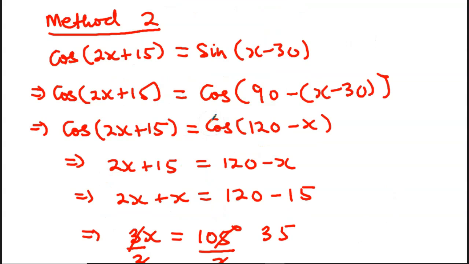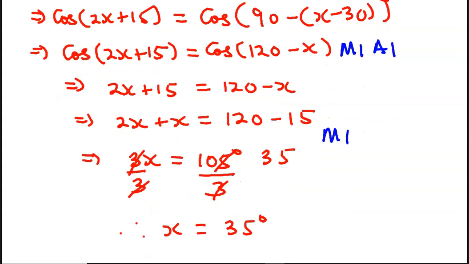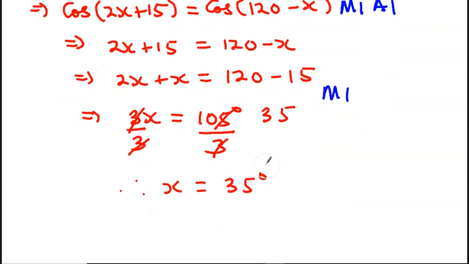Yes. So let's see how we are going to do the other solution. So being able to set up this way, you get method mark of M1, A1. And then you get M1 for solving. When you say for solving, that's trying to make x a subject. And then final answer, x is equal to 35 degrees. You get another A1. So that is the same 4 marks for this particular part.